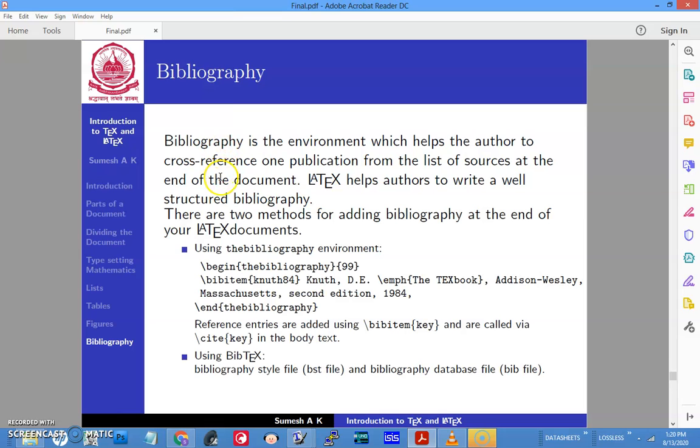There are two methods to do that. You can use the bibliography environment, and you can also use BibTeX. Using BibTeX itself requires a lot of understanding, so I am not getting into those details here. Maybe we may dedicate another video to the bibliography alone. Okay, so that's about typesetting in general.